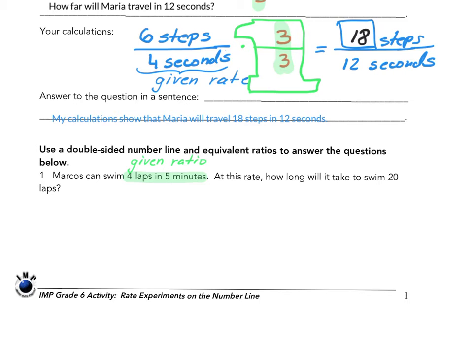Now, let's look at the second sentence. It says, at this rate, how long will it take to swim 20 laps? When it says how long will it take to swim, this is not how long the pool is. It's basically how much time it's going to take him to swim 20 laps. So that's another thing that's important and we have to highlight. How long will it take to swim 20 laps? So this is what we have to find. Earlier I said that the difference between ratios and rates is that rates have units while ratios don't have units.